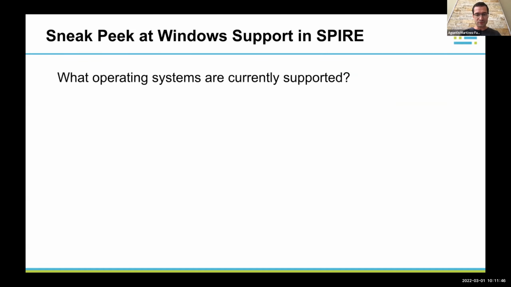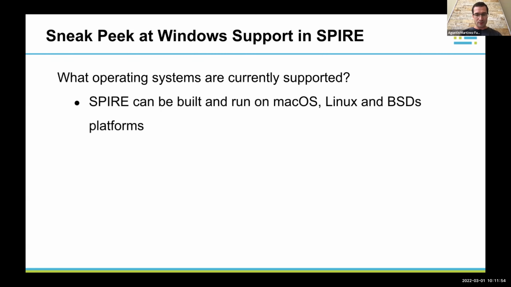So let's see first what are the operating systems that currently are supported in SPIRE. At this time, SPIRE can be built and run on Mac OS, Linux, and BSD platforms. But artifacts are currently only published for Linux. The artifacts are the set of binaries and configurations that we publish when we make a release.